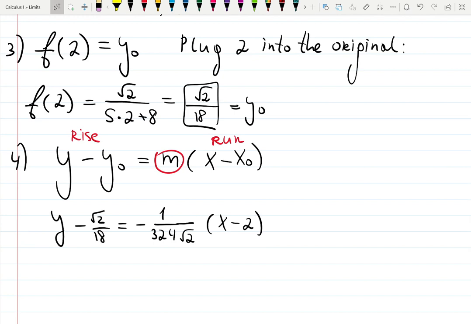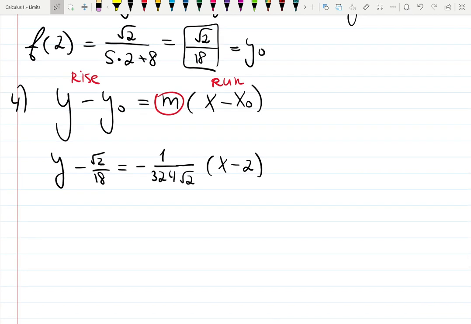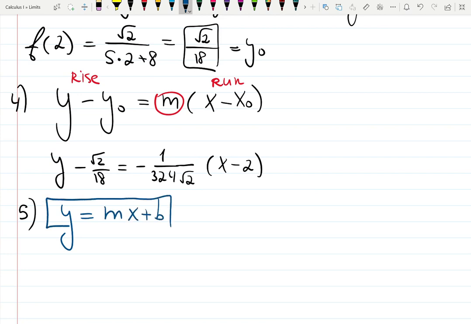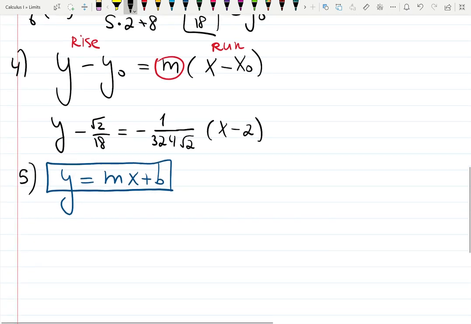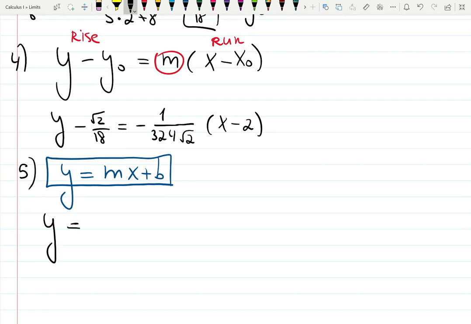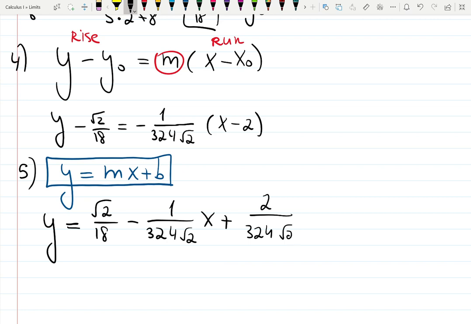And by simplifying, sometimes we ask you to answer it in the form of, that's the extra step which I actually require in my classes. We ask you to answer it in the form mx plus b. In this form, actually, it's a more scientific way to answer because you see slope more obviously, and the shift. B is a shift, as you remember. Y equals, that means I need to move the square root of 2 over 18 to the right, minus, and then distribute the slope over here, so it's going to be times x, and plus 2 over 324 square root of 2.